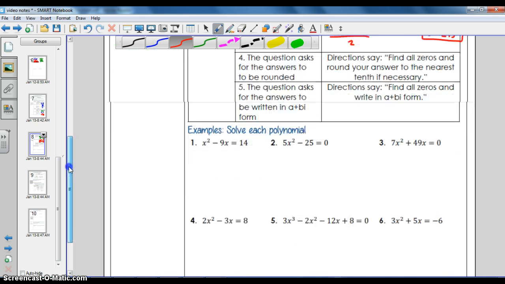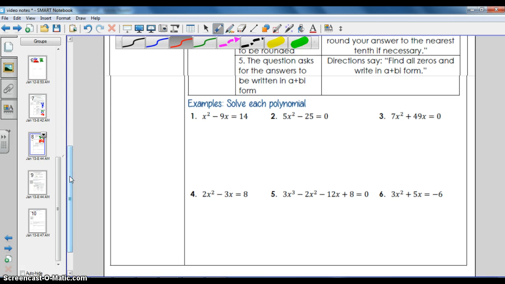Let's go ahead and take a look at some overall examples here. So I'm definitely going to have you do number 4 because that is quadratic formula, and I want you to practice that. Also going to have quadratic formula on number 6 because if we end up getting that 6 over there, it's not factorable.